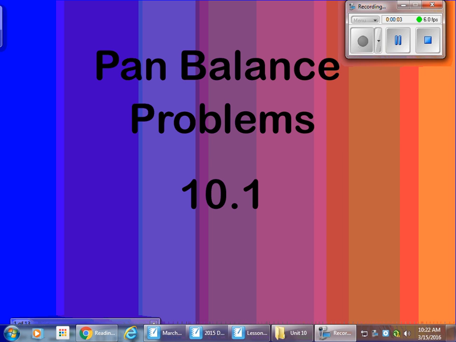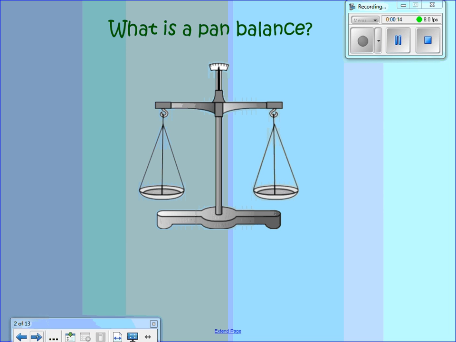Tonight we're doing something that I really enjoy in math, and they're called pan balance problems. If you're not familiar with what a pan balance looks like, I'm going to show you what it looks like. This is the beginning of our algebra unit. That's what a pan balance looks like.